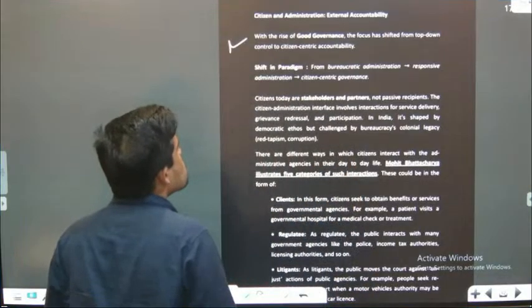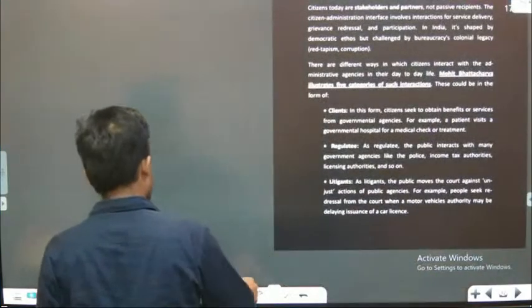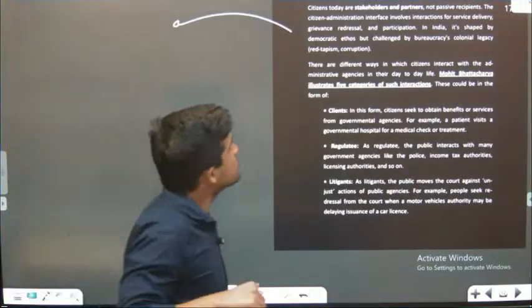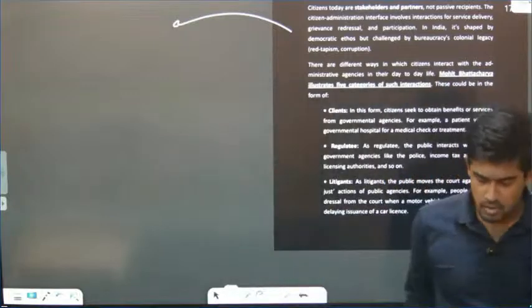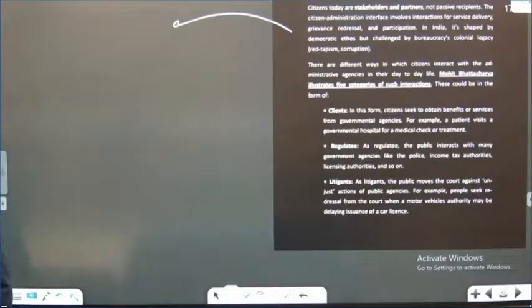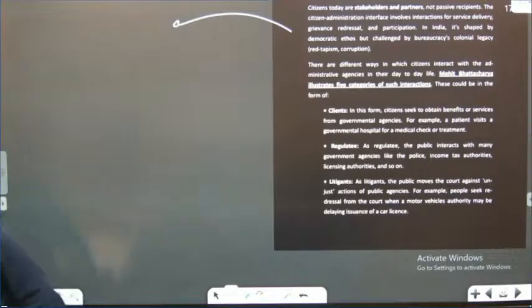How do you think citizen-administrative relations have changed over the last 200 years? What is the change in citizen and administrative relations? So how is the relation changing?